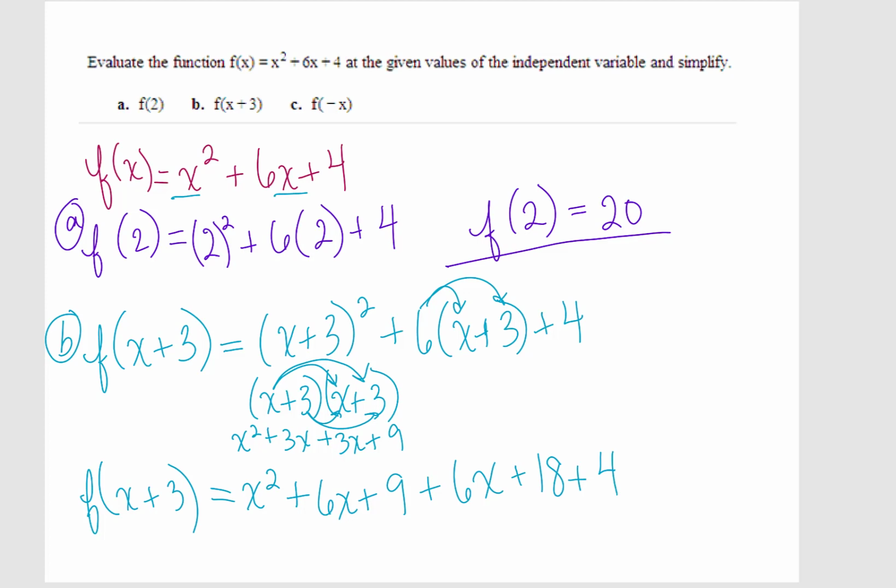Okay, I'm going to combine like terms. So I have some x terms there, I have some constants there. f of x plus 3 equals x squared plus 12x plus 31.